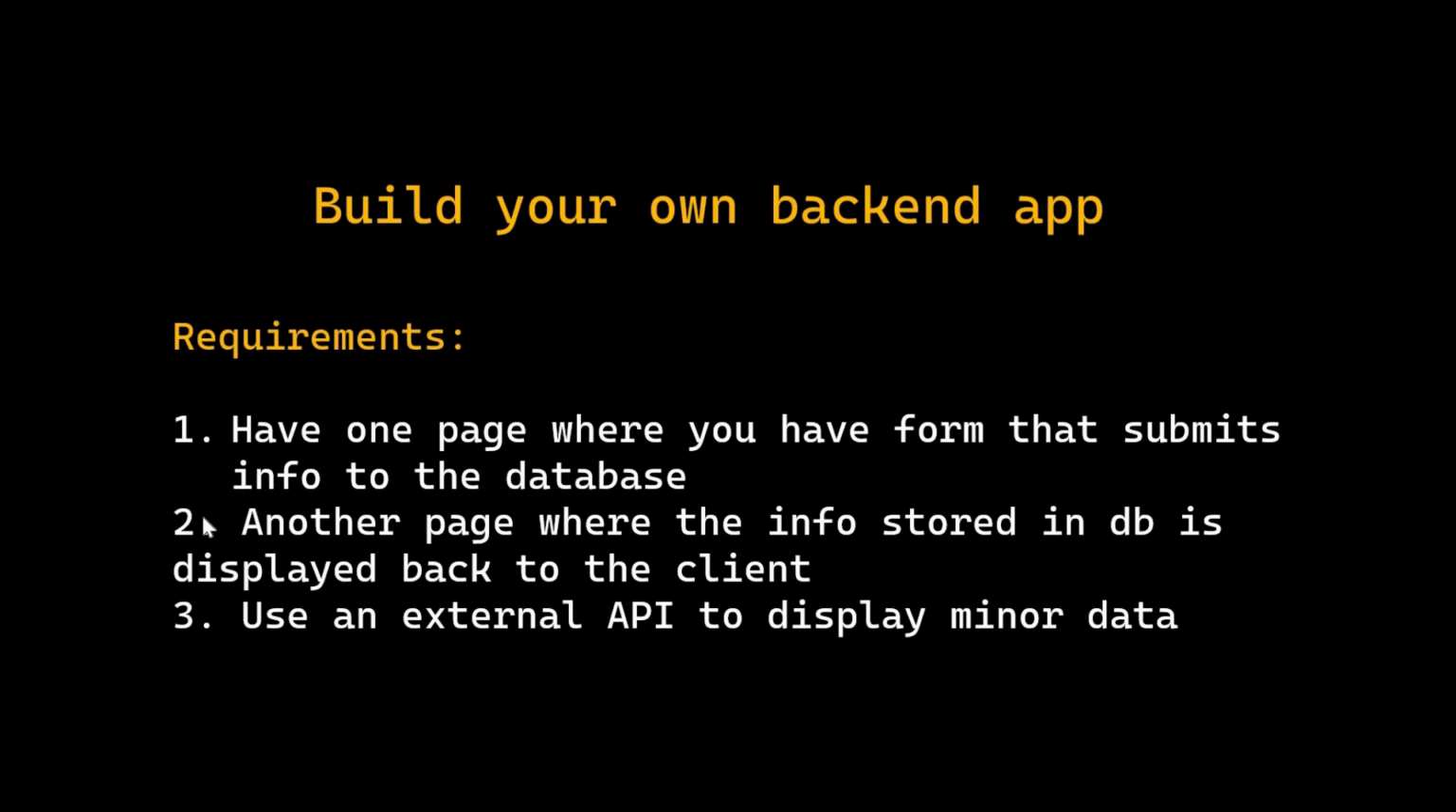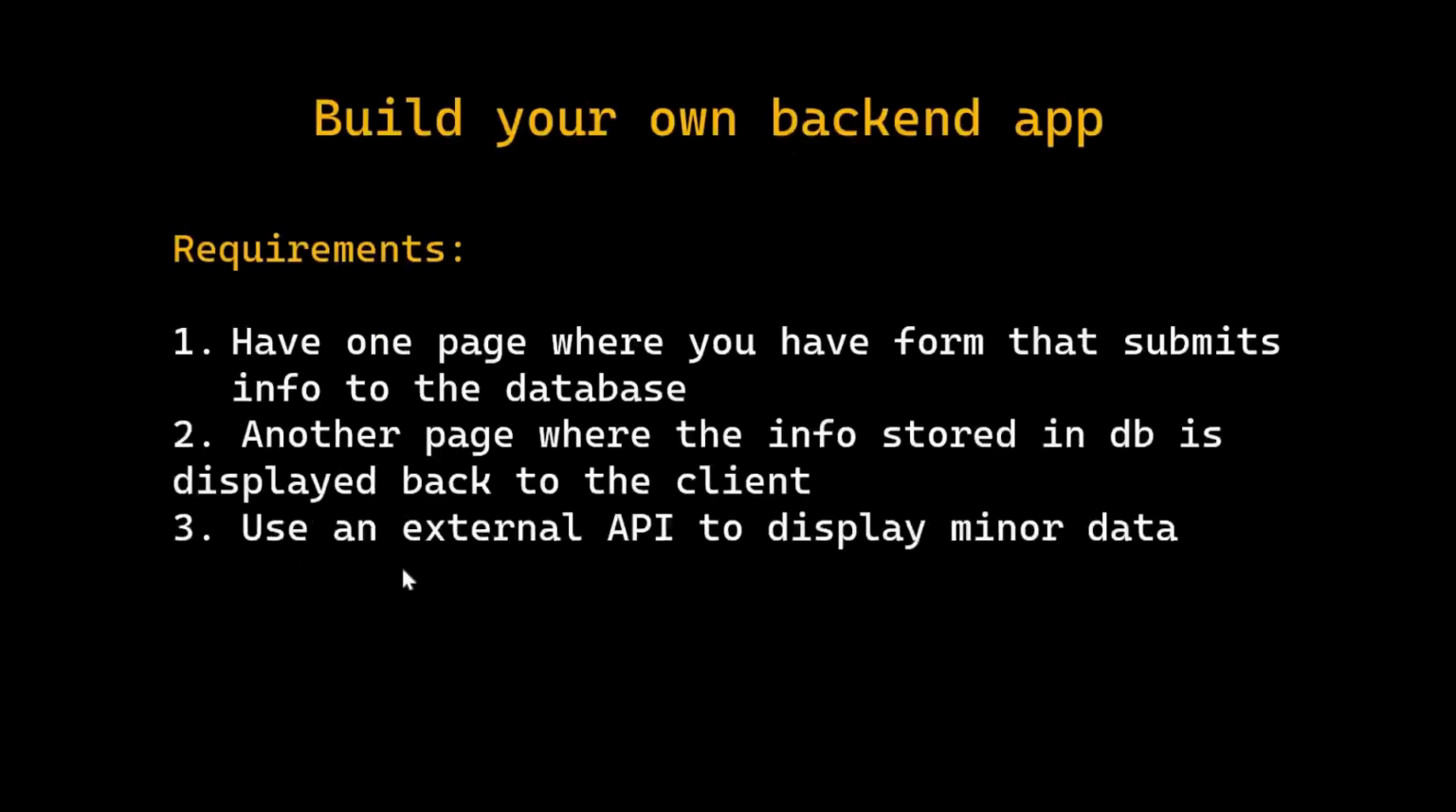The third one would be to use an external API to display some minor data. Okay, this is again to practice how we can fetch an external API and display the data within your project. Within the APIs session, I have also given a link to where you can find a good amount of APIs for free, so that you can go check that out as well.